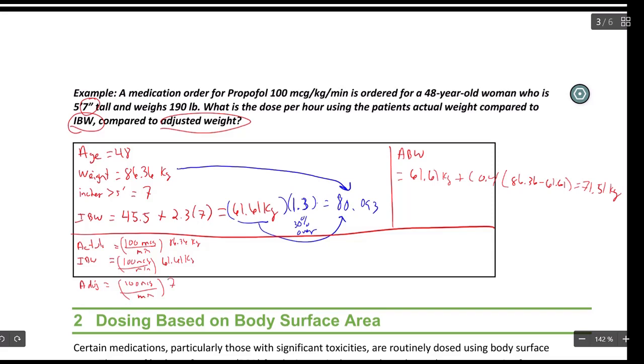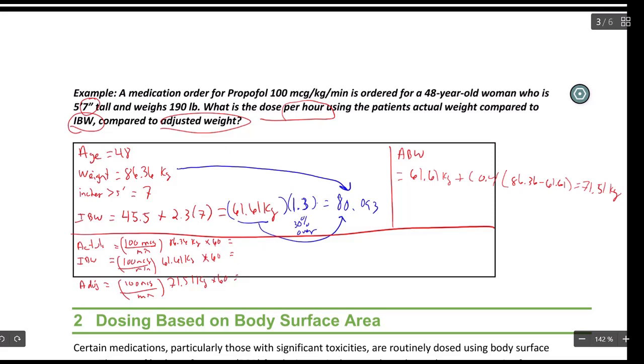Now, the question says, what is the dosing per hour? These are all dosing per minute, right? So 100 micrograms per minute, 100 micrograms per minute times this. So I'm going to multiply all these by 60. What that's going to do is allow me to say this is the dose per minute, and this now is the dose for an hour. Right? 60 minutes in 1 hour.